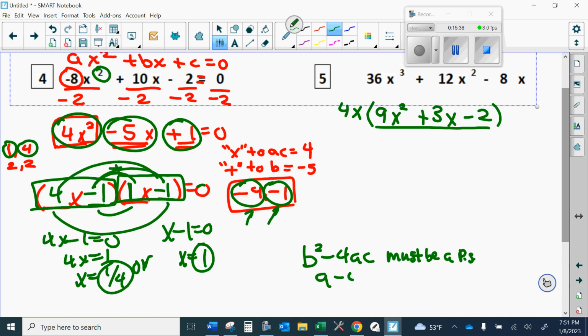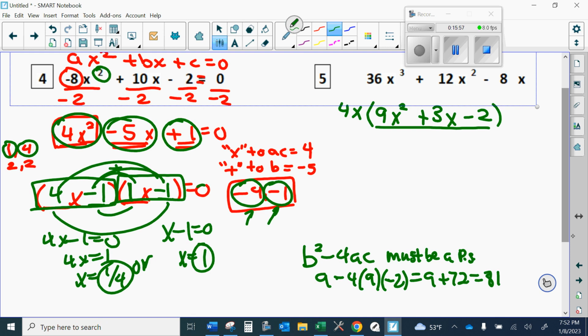9 minus 4ac. Negative times negative is positive, so I have 9 plus 36 times 2 is 72. What's 9 plus 72? It's 81. Is 81 a perfect square? Yes, it is. So it guarantees me that it will factor.